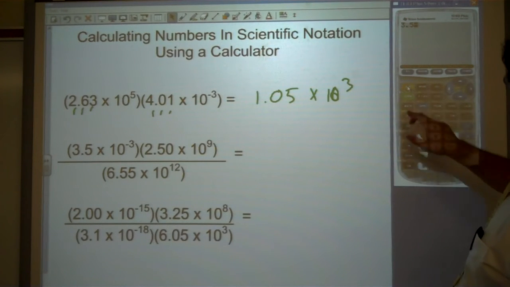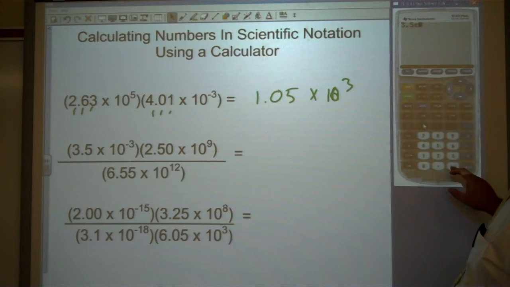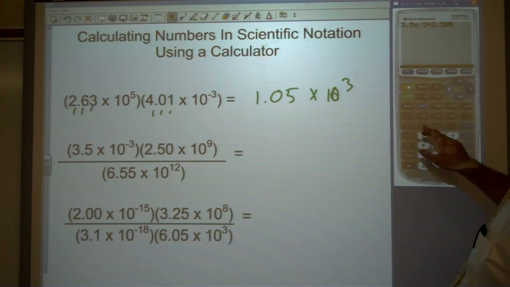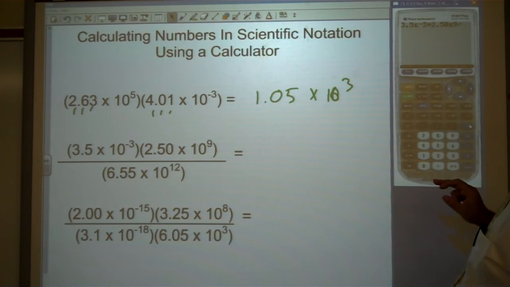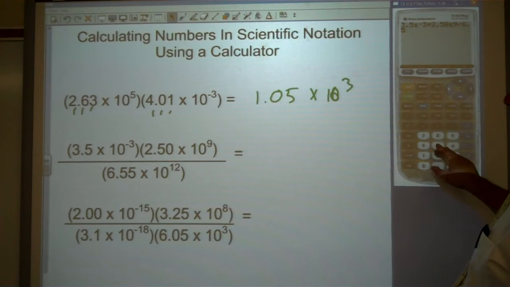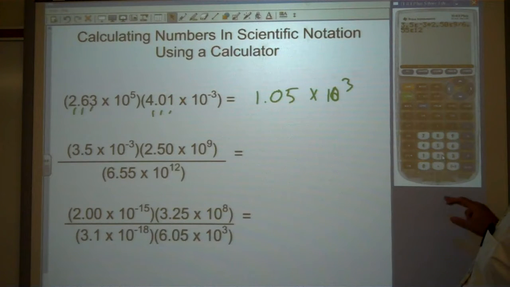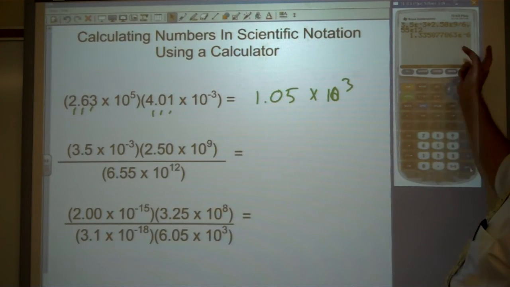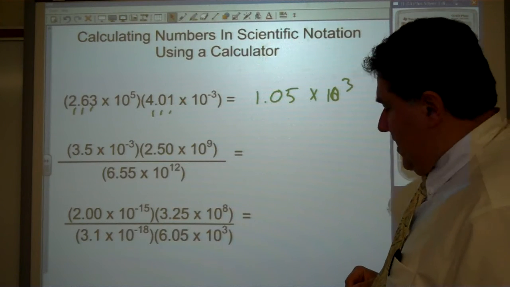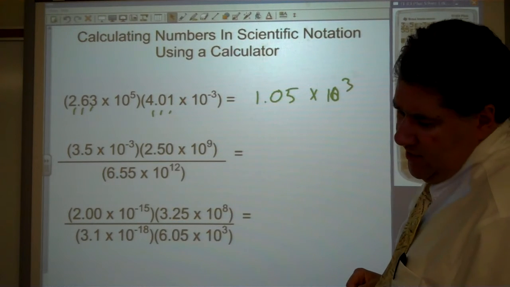3.5 second EE button to the minus 3, it's 10 to the minus 3rd, times 2.50 second EE button times 10 to the 9th, divided by, and this number here is 6.55 second EE 12. The answer is a very large answer. My calculator already put it into scientific notation.